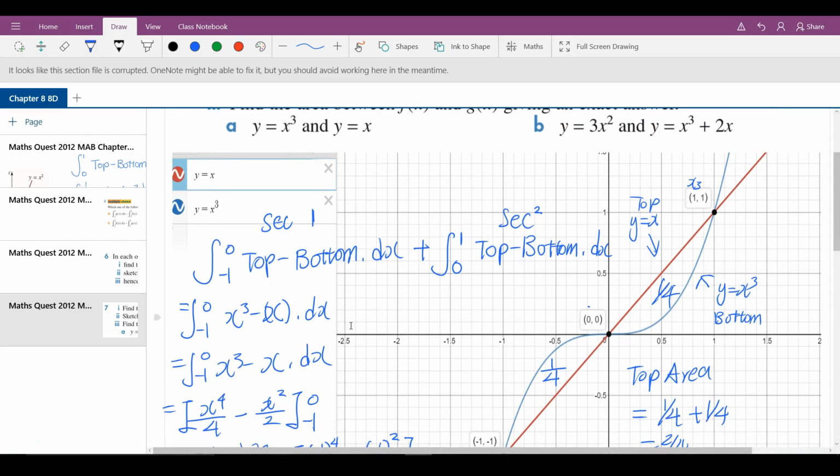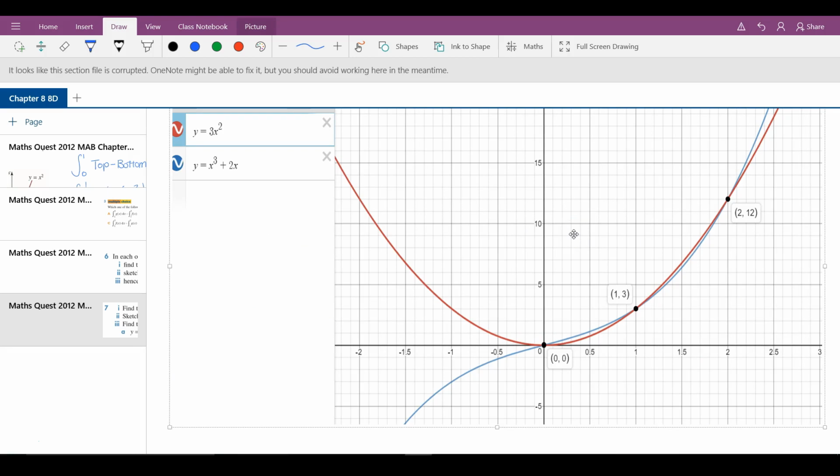Alright, let's go into question B. This is the graph for question B. This is a tricky one. As you can see, there are 2 sections. One is here, another one is slightly here, because they still intersect at this point. So this is x3, x2, x1.